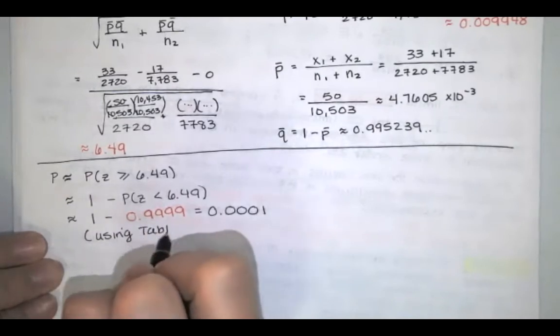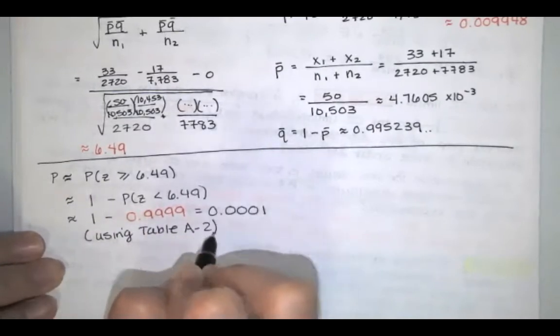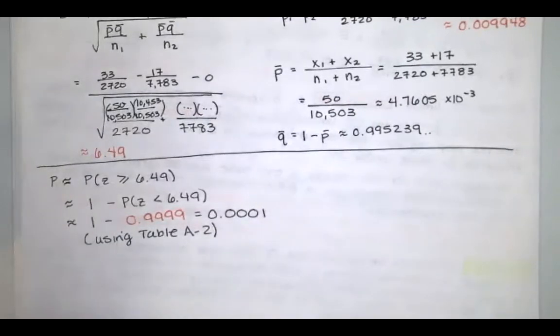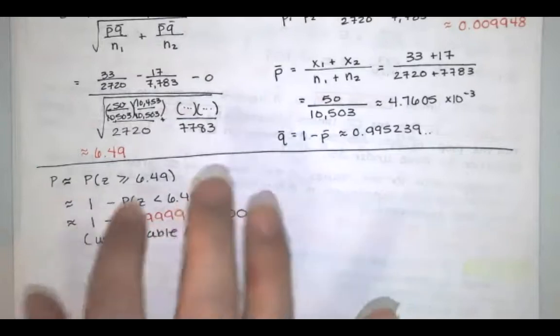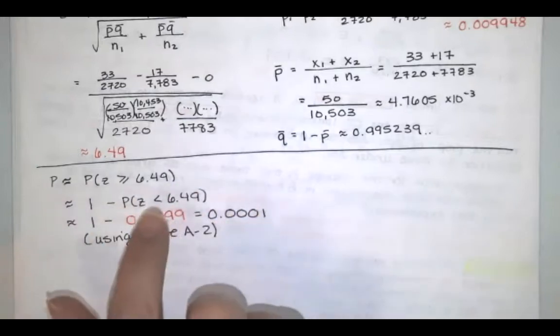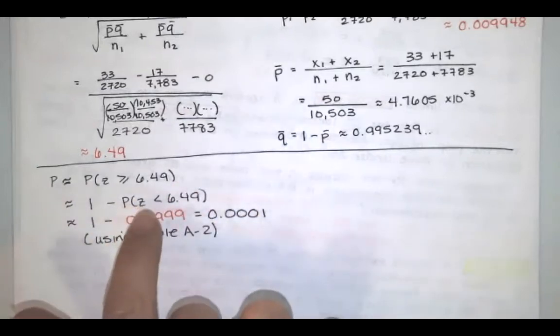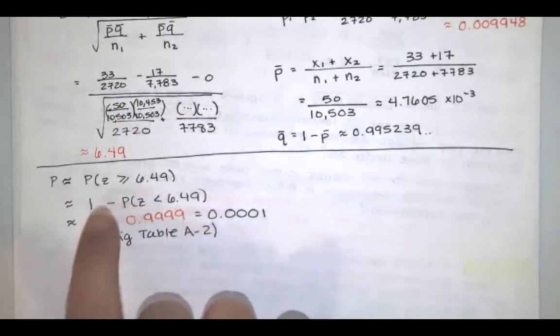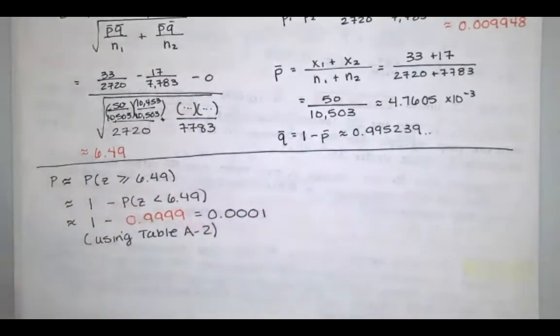Now, if we want to be more accurate, we can use Excel. And we're going to have to do the same thing in Excel because Excel only gives us area to the left as well. So we'll find the area to the left of our z-score, and then we'll subtract that from 1, and then we'll see what we get.